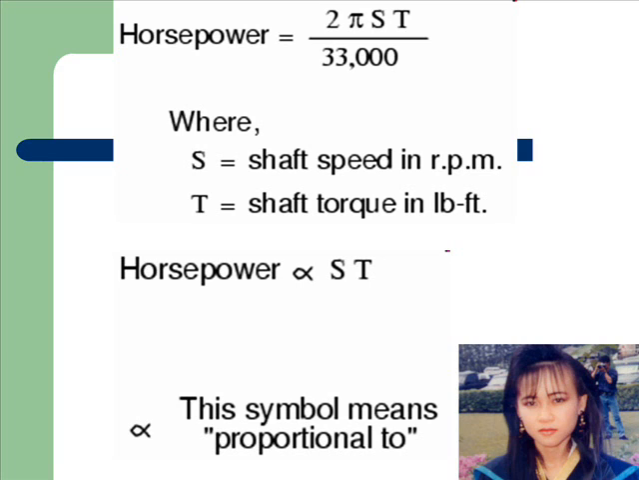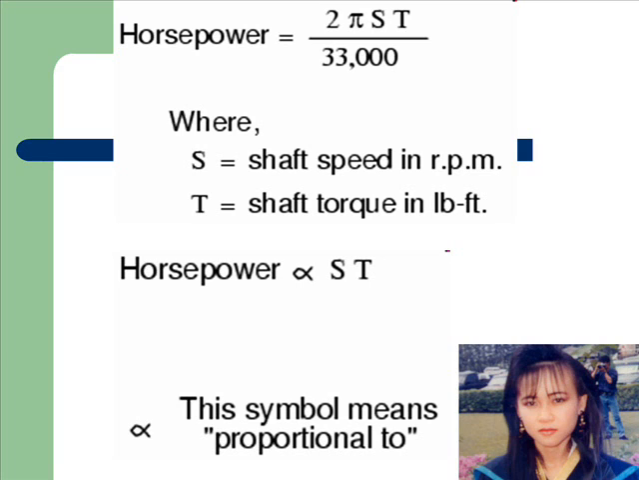A 100 horsepower diesel tractor engine will turn relatively slowly, but provide great amounts of torque. A 100 horsepower motorcycle engine will turn very fast, but provide relatively little torque. Both will produce 100 horsepower, but at different speeds and different torques. The equation for shaft horsepower is simple.